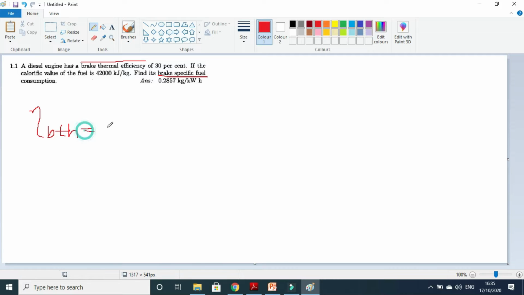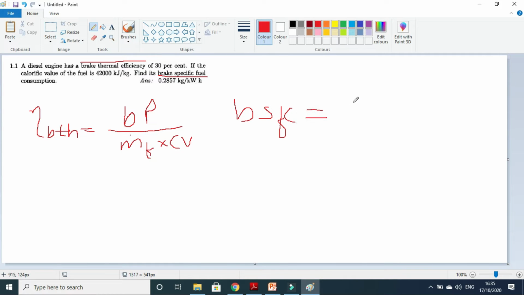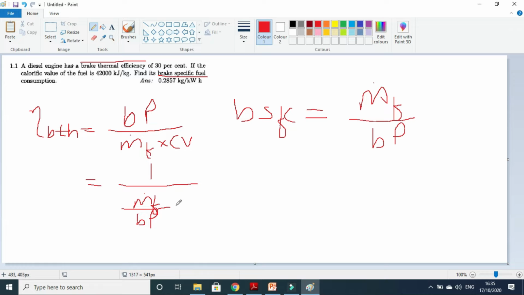So what was the formula for the brake thermal efficiency? It was brake power divided by mass flow rate of fuel into calorific value. And what was the formula for the brake specific fuel consumption? Brake specific fuel consumption is mass flow rate of fuel divided by brake power. So these were the formulas. Now I can combine these two formulas, so I can write m dot f divided by brake power, which becomes the brake specific fuel consumption, which is required.